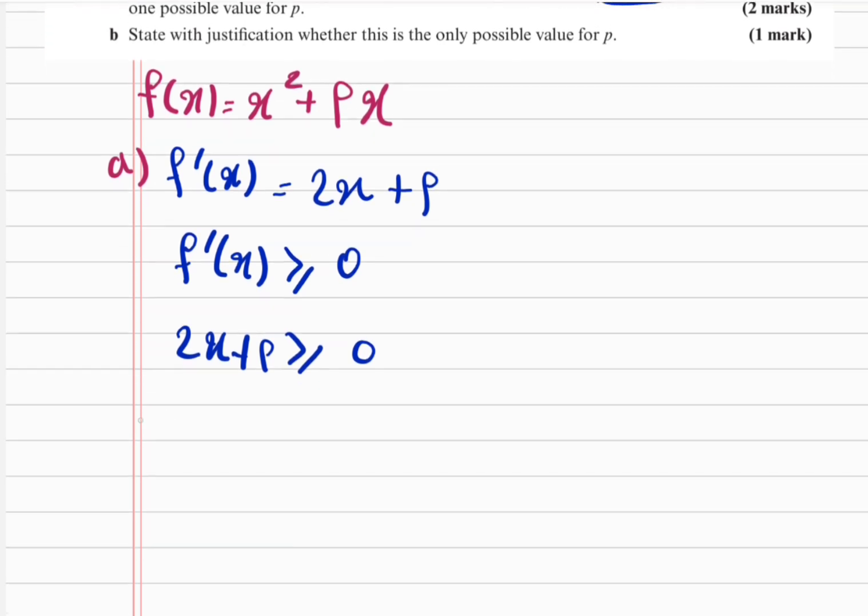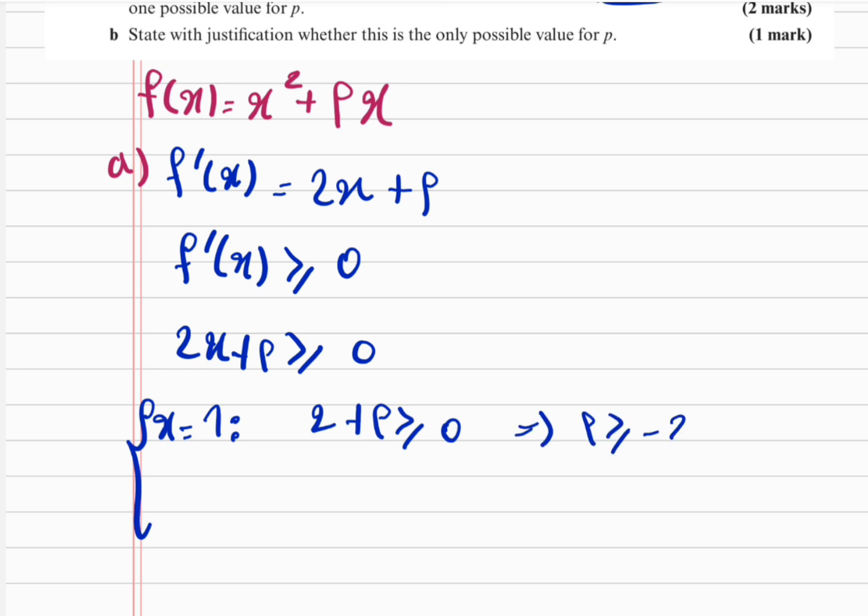So first, if x is equal to 1, then we are going to have 2 plus p is greater or equal to 0, which means that p is greater or equal to -2. And then second, if x is equal to -1, then we are going to have -2 plus p is greater or equal to 0, which means p is greater or equal to 2.